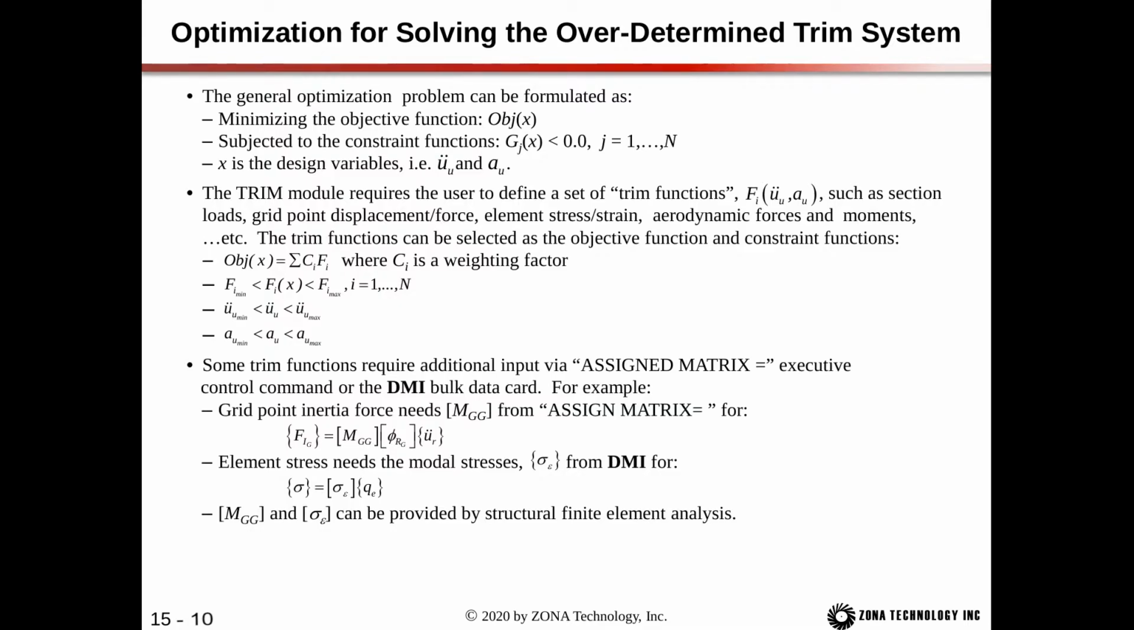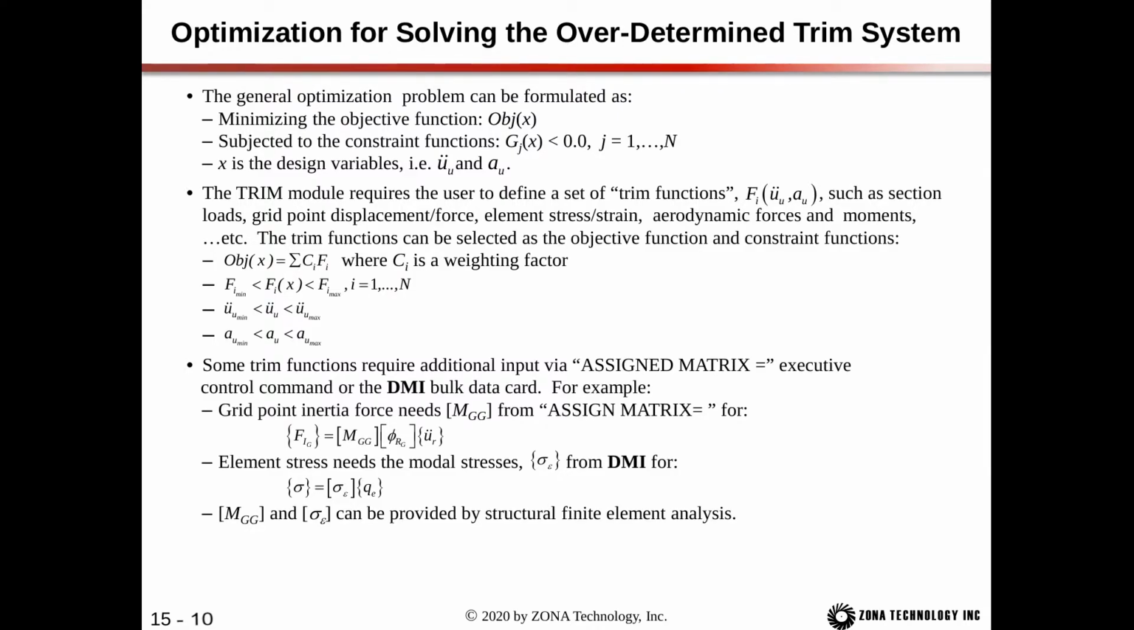So the optimization procedure for the overdetermined trim system is described here. The general optimization problem is formulated as we have an objective function obj of x, which we would like to minimize, and then it's subjected to the constraint functions gj of x is less than 0 for j is 1 to n. So we have n constraint functions, and then x is the design variables, that is u and au.